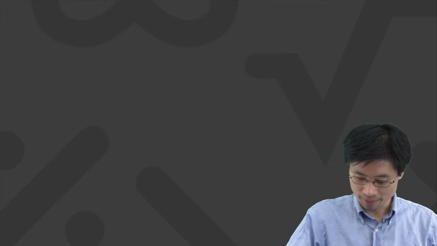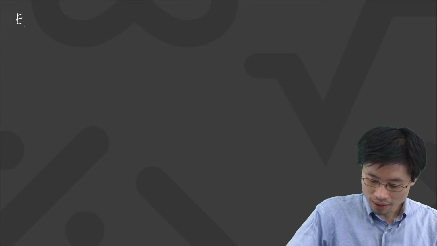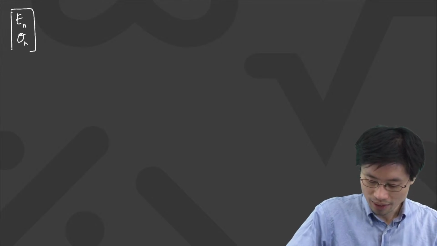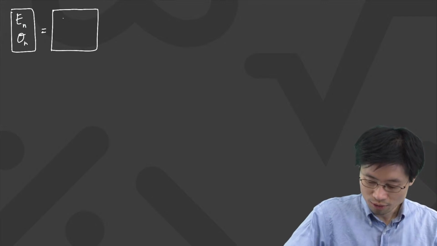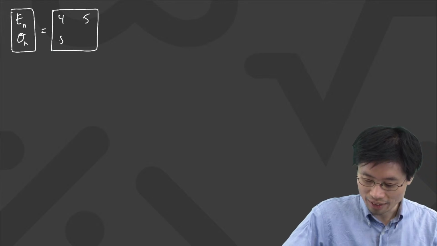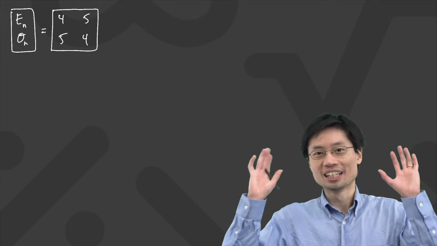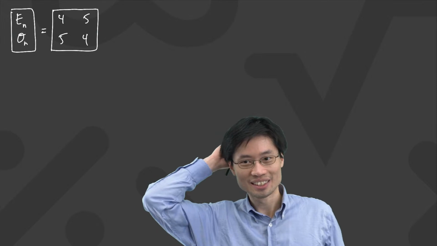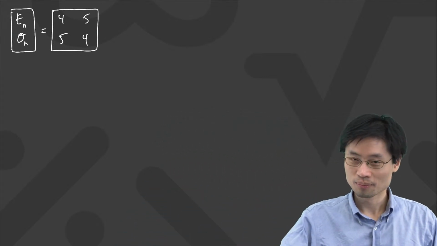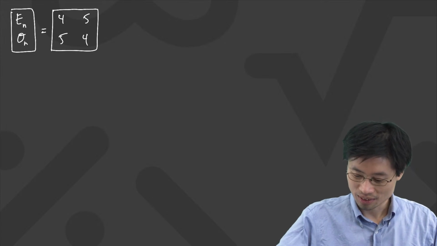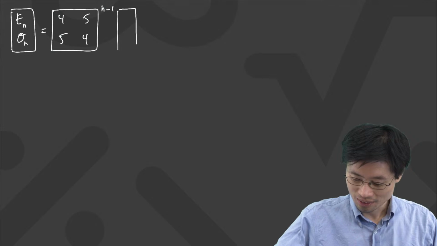This is going to give me, in general, ENON is equal to 4, 5, 5, 4. Can someone help me finish? I want to write something, and it's not this. What else can I do? You can say it's 4, 5, 5, 4 to the n minus 1 power times E1, O1. Yes, it is.